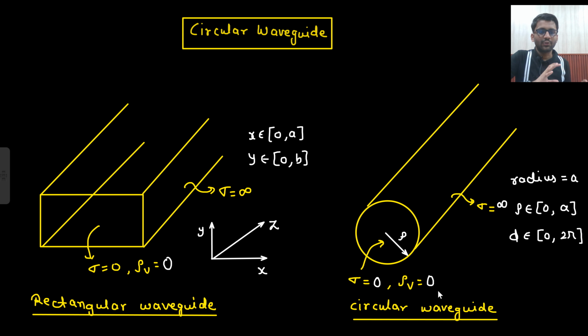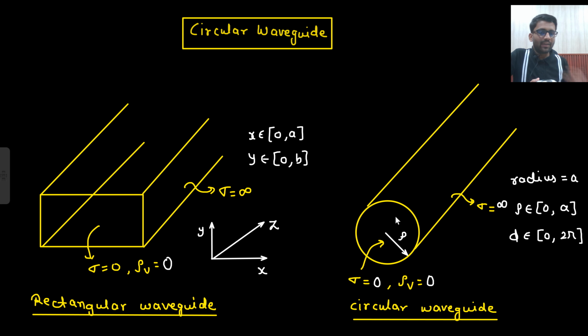All these things are clear. So I hope you have understood the meaning of circular waveguide. It is simply a hollow cylindrical structure where the cross section is circular. Why is it known as circular? Because the cross section is circular. Why was it known as rectangular? Because the cross section was rectangular.